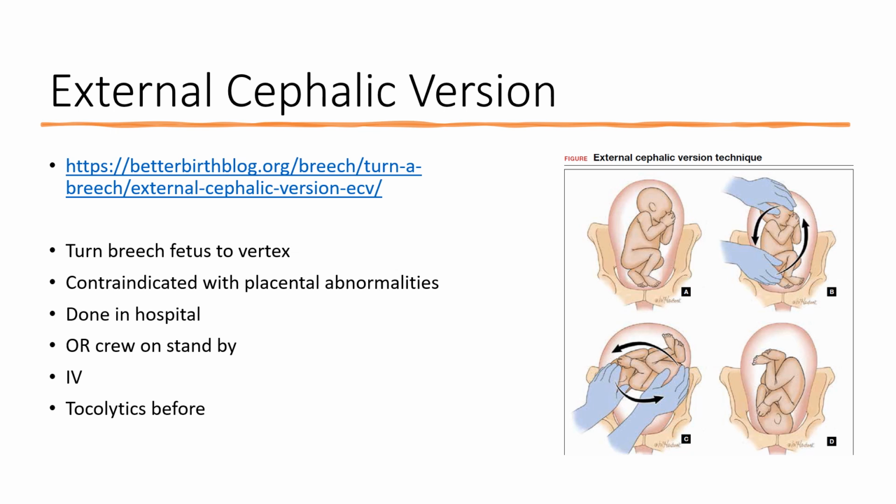These are done in the hospital, and the OR crew needs to be on standby. So that means you need to have everyone aware of what's going on. You need to have an open OR. You should have an IV placed in your mom. And then they give her a tocolytic before, terbutaline. This is the third time we've talked about terbutaline, and you know that it relaxes the uterus. Think about why you would want the uterus relaxed in this situation.